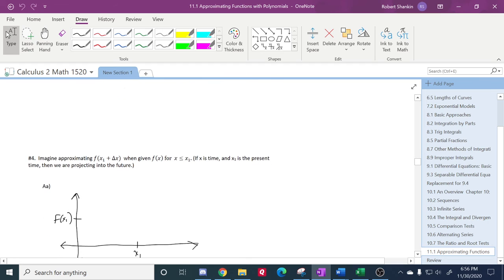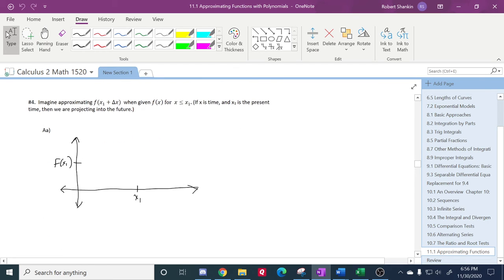All right. Now, here's where I diverge from the book. So, imagine approximating f of x1 plus delta x. Remember, we saw this expression in the practice quiz today. When given f of x for x less than or equal to x1. So, x1 is right here. Suppose this x-axis was really time. If x is time, x1 might be the present time. So we have all this data up until the present time, and of course we can't see into the future, we'll have to project into the future.